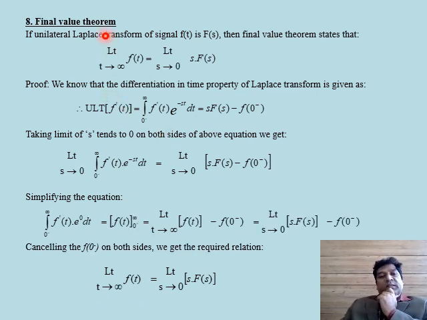Now we are going to discuss the final value theorem. It tells that the limit t tends to infinity of f(t) is equal to the limit s tends to 0 of s times F(s).